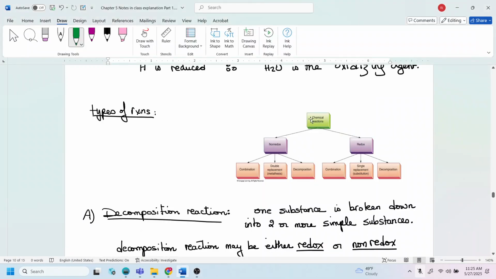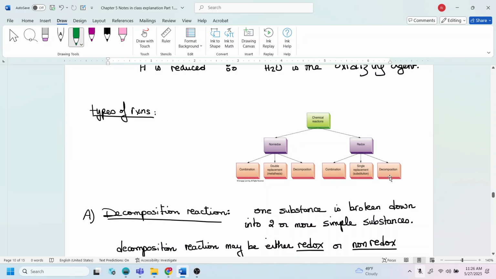So we said that chemical reactions are divided into two types, redox and non-redox. With redox, you can have decomposition, similar to non-redox, and single replacement for redox, double replacement for non-redox, and then combination for both redox and non-redox. So combination and decomposition reactions exist in both redox and non-redox reactions. With non-redox, you have double replacement, and with redox, you have single replacement.